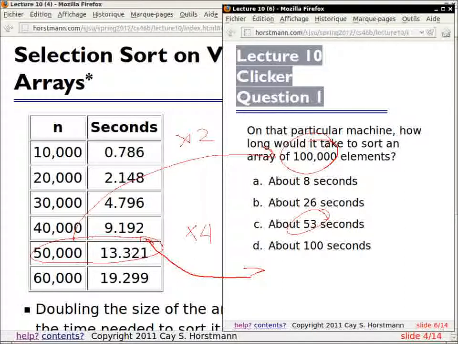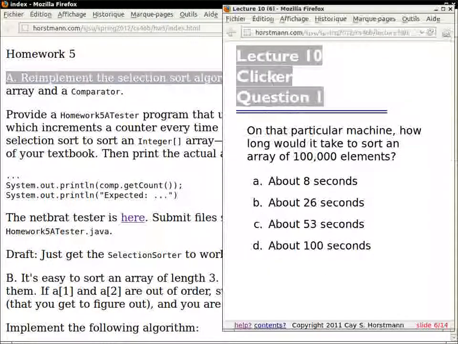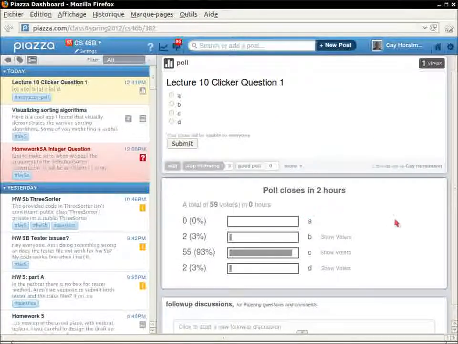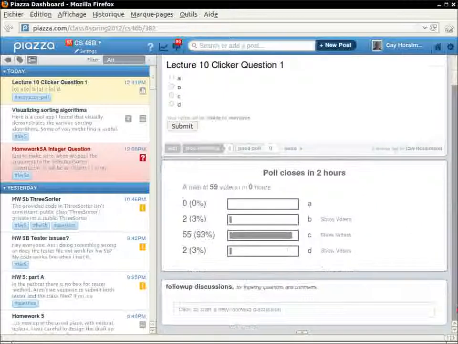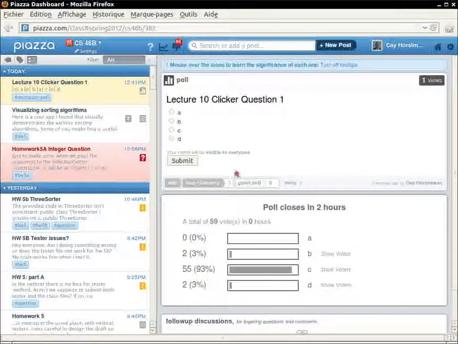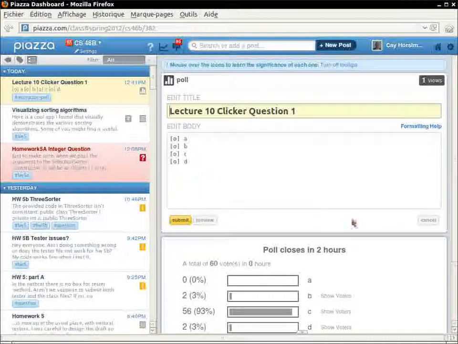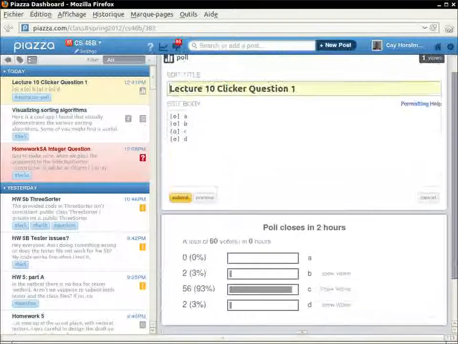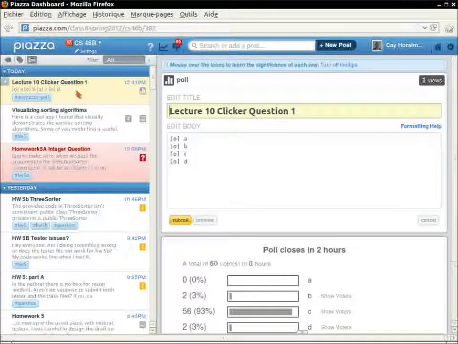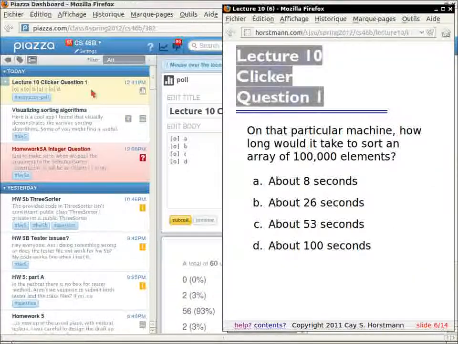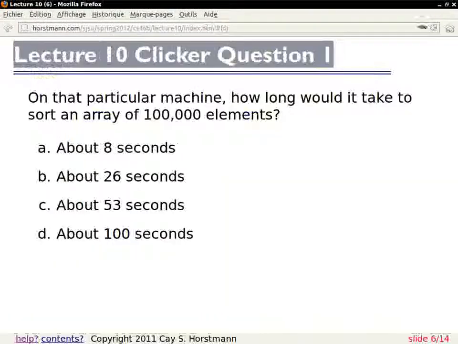So that's just the way it is. Let's see, people did. Yes, and so that's in fact what most people said. I'm going to have to find a way of limiting this thing to 5 minutes. All right, so that's how it goes.